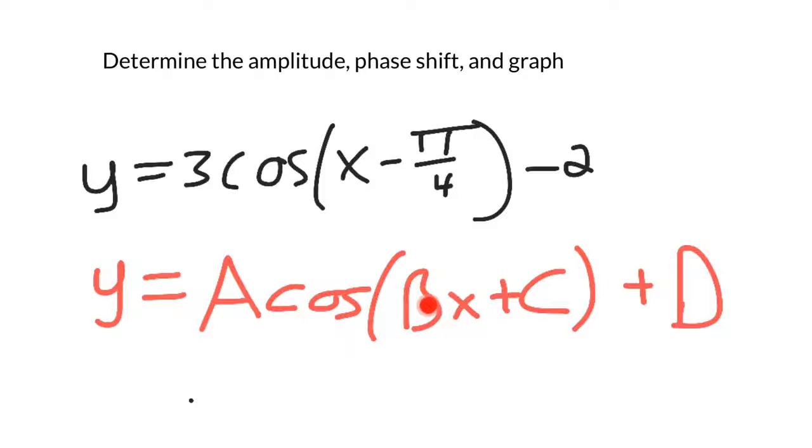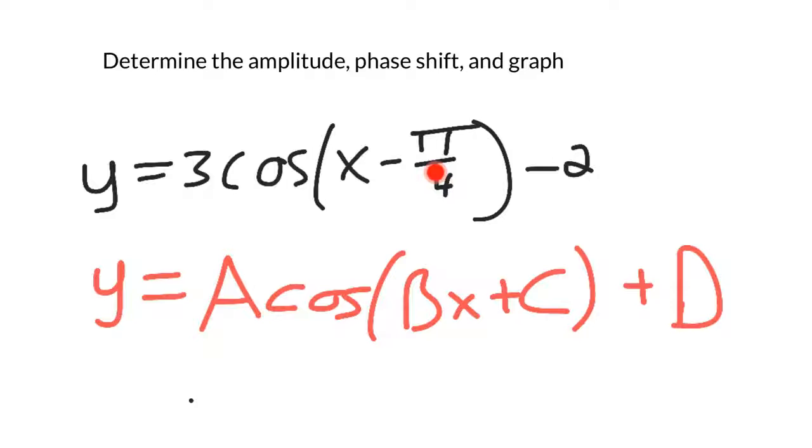The B represents any change to the period of the function, which means how fast it goes before it starts repeating itself. So B in our function is just 1, so our period hasn't changed. The period of cosine is 2 pi when it's unchanged. So that means we're going to go 2 pi units, and then the graph's going to start repeating and doing the same thing. The C represents the horizontal shift from its original starting place.